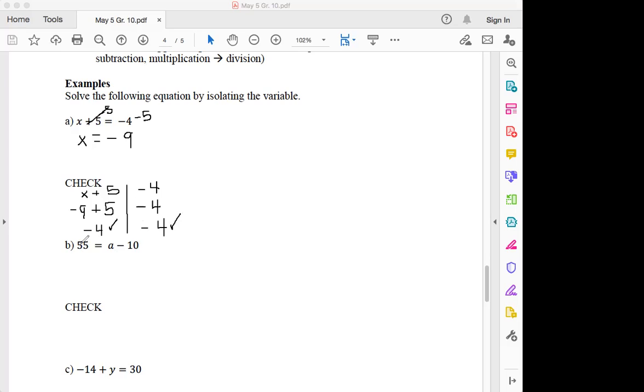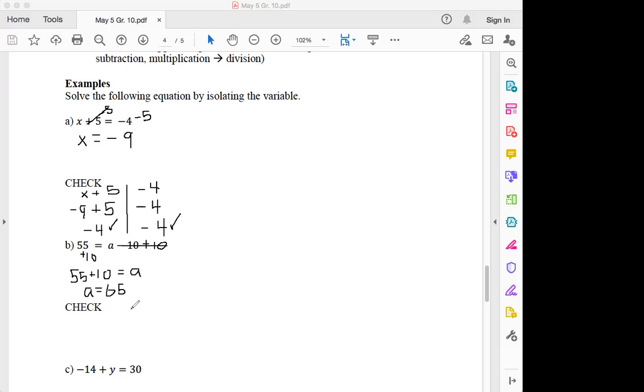Okay, so we're going to do the same thing over here. So because this is subtracting 10, we want to do the opposite of what it's doing. So you're going to add 10 onto both sides so that you can get that variable alone. You can get that a on its own. Okay, so -10 plus 10 cancels out. That gives you 0. So then we're left with 55 plus 10 equals a. So then a is equal to 65.